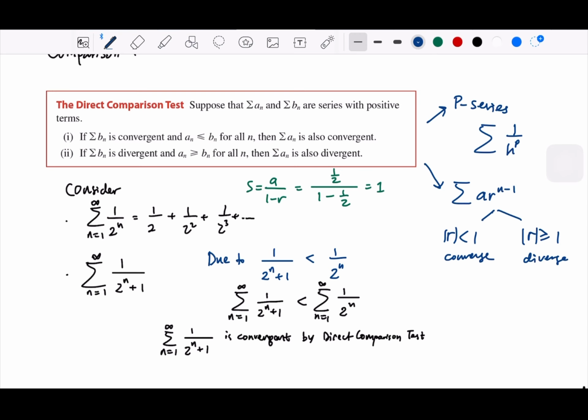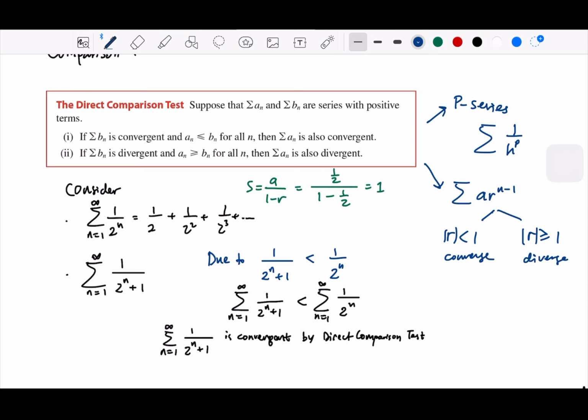The logic of this comparison test is this: we want to know the sum of 1 over 2 to the power of n plus 1, and we compare it with 1 over 2 to the power of n. We compute this, and we know it converges to 1. So it is impossible for the left side to diverge, because it's supposed to be finite, less than 1. That's how it works.